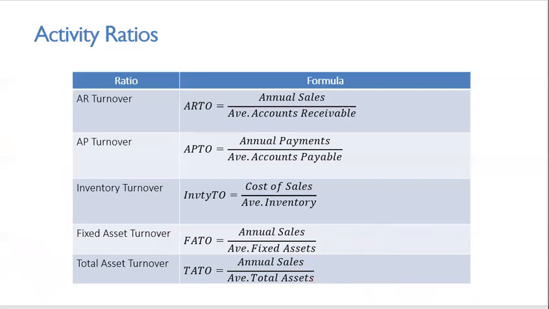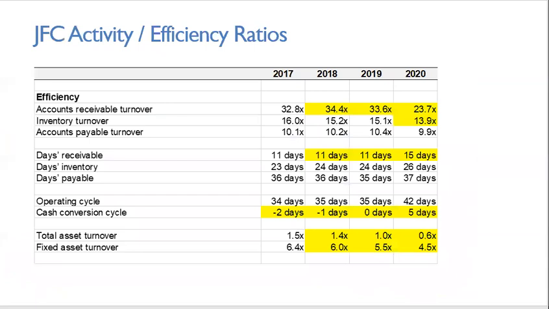Okay. Let's look at some numbers so that it's easier to understand. Here are the activity ratios or efficiency ratios of Jollibee Foods Corporation. In terms of activity ratios, let's look at the turnover. Okay, ano ang interpretation ng accounts receivable turnover? It means in a year, 23.7 times na i-empty yung accounts receivable balance ko. Right? So kumbaga in a year, 23 times siyang fully collect.